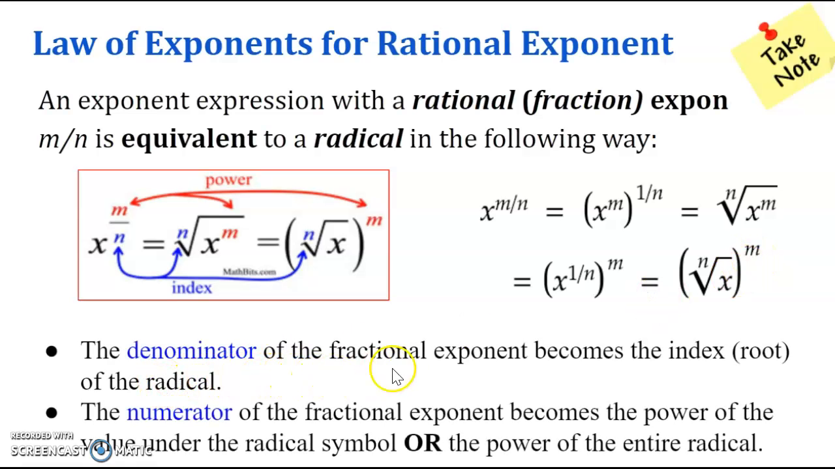So the denominator of the fractional exponent becomes the index root of the radical. That means the denominator, the bottom number of the fraction, becomes the index root of the radical. So you're taking the nth root, while as for the numerator, the number at the top of the fraction, you're raising it to the power of that value.